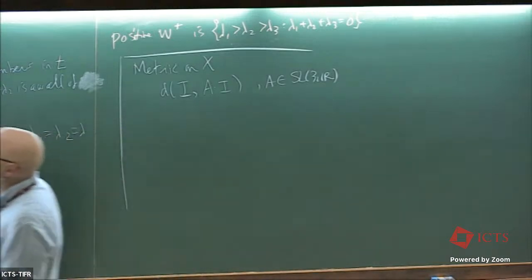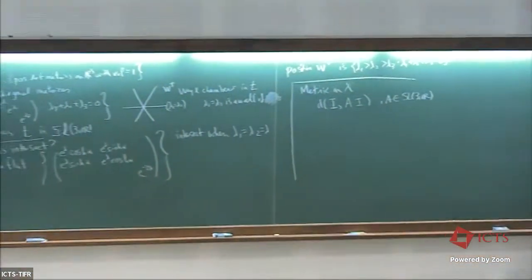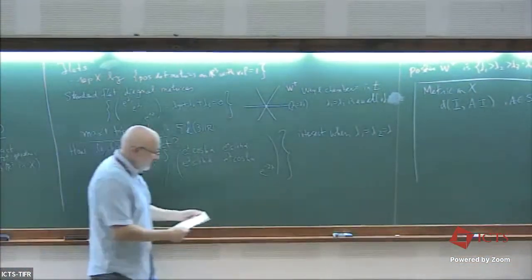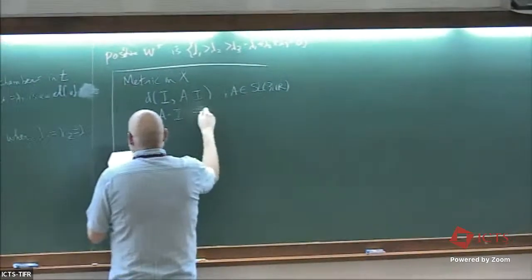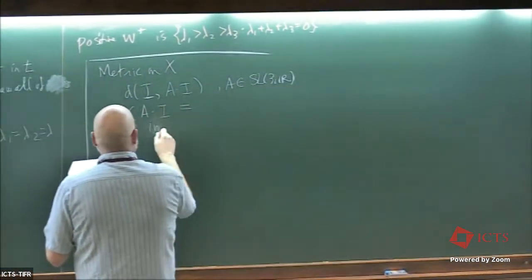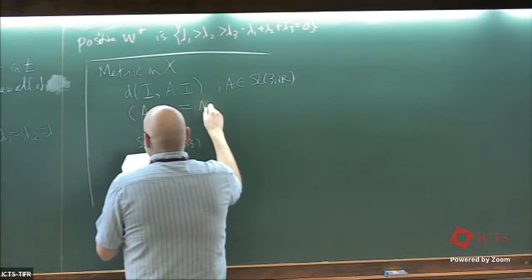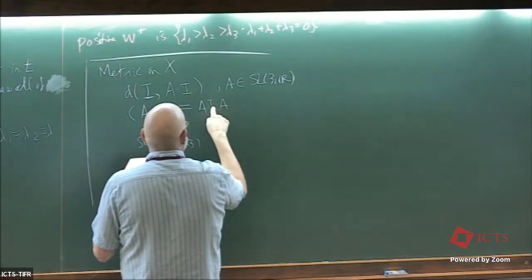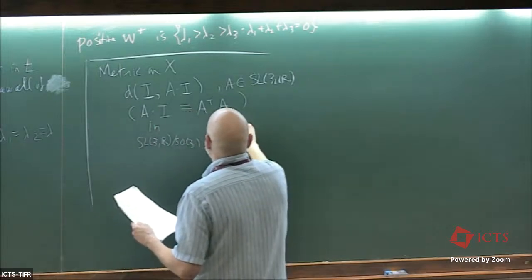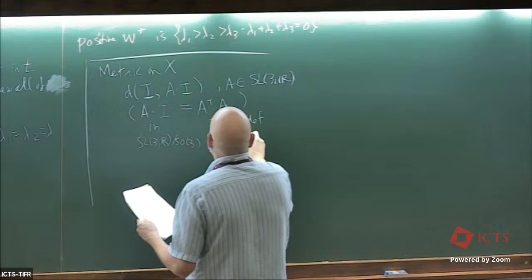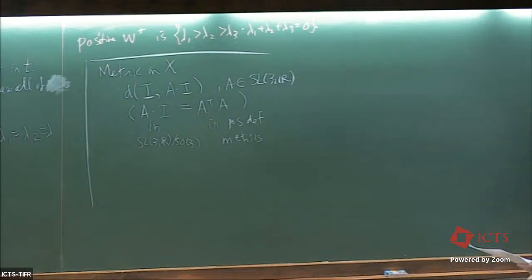And so this is, of course, if you write it this way, left multiplication. But if I want to write it as a metric, then it's something else going on. So A times the identity, in SL3R mod SO3, is going to be equal to A transpose times the identity times A. Okay, so this is in positive definite metrics. So this is just how the group acts if you write it down like that.